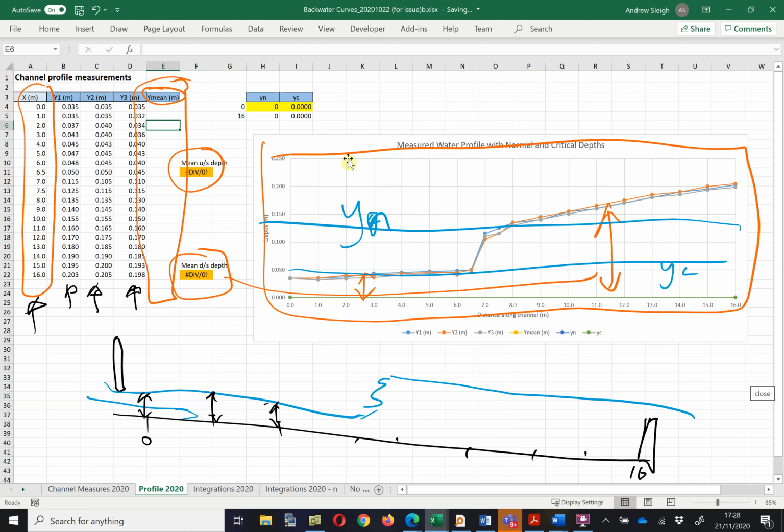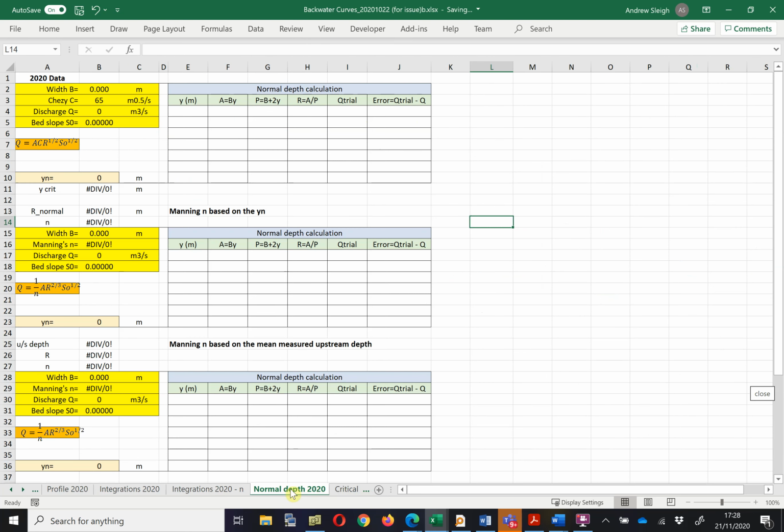So understand that data before you can move on. The YN and YC calculations are actually further down here. For the normal depth calculations, you need to do an iteration in here. Now I have given you previously an Excel sheet and recorded a video on how to do an iteration within Excel. Go and have a look at that, and once you've calculated your normal depth, put your normal depth in here.